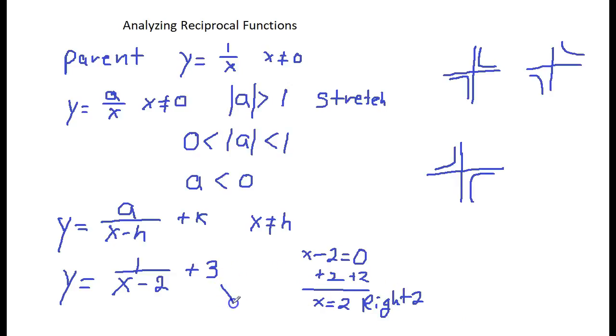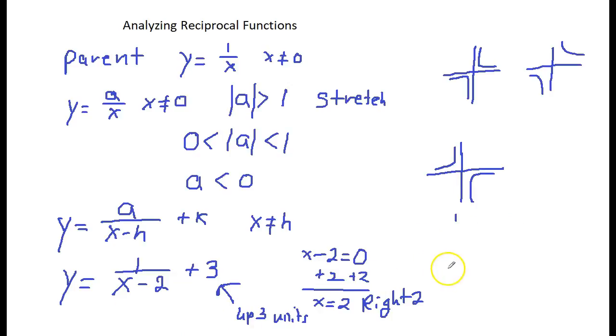And then this here has to do with a vertical shift, which is your horizontal asymptote, because a horizontal asymptote would shift the whole graph up or down. So this would be up 3 units. So this number here has to do with your horizontal asymptote, because a horizontal asymptote will shift the graph up or down, and this number here has to do with your vertical asymptote.